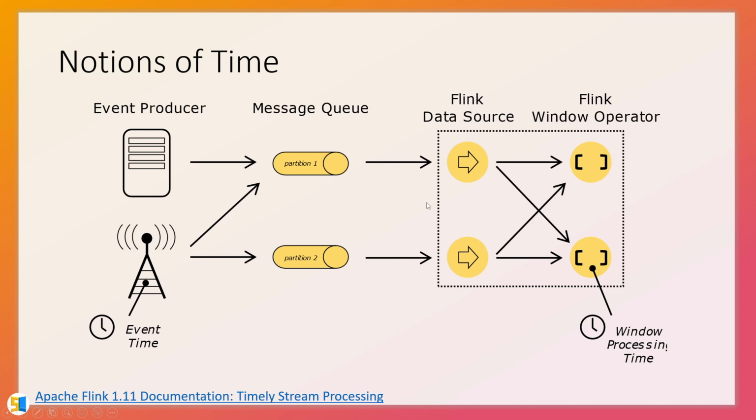And the second type of time is processing time. It is the time at which events are observed in the system. It is also known as system clock time. Processing time refers to the machine's system time executing the respective operations. And the third type that I won't be discussing is ingestion time. It should be right here, which is a hybrid between event time and processing time.